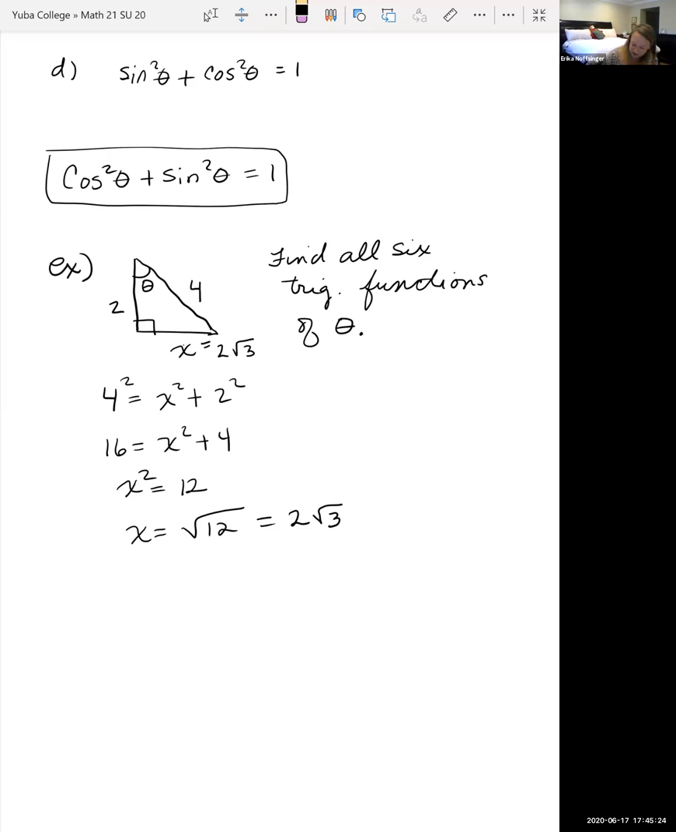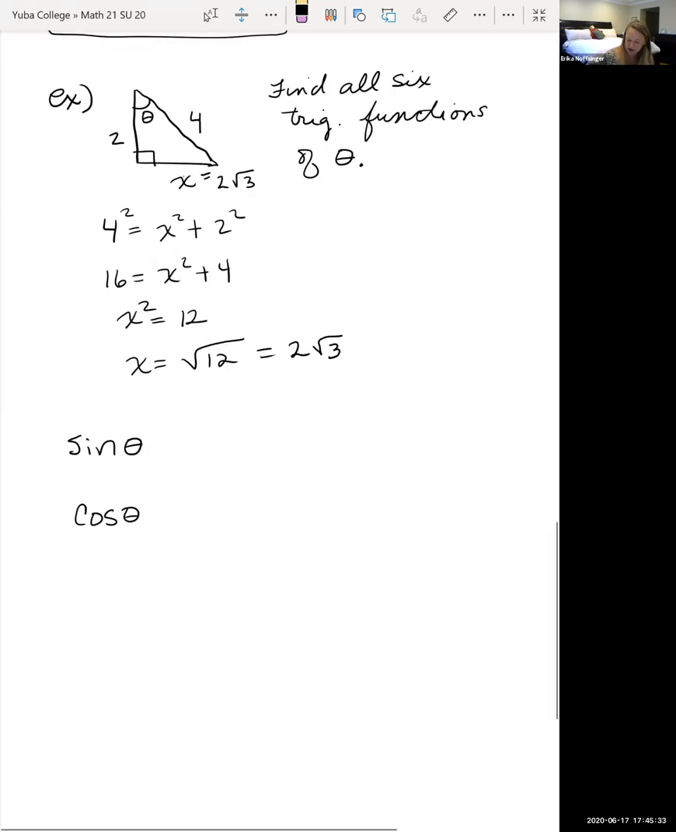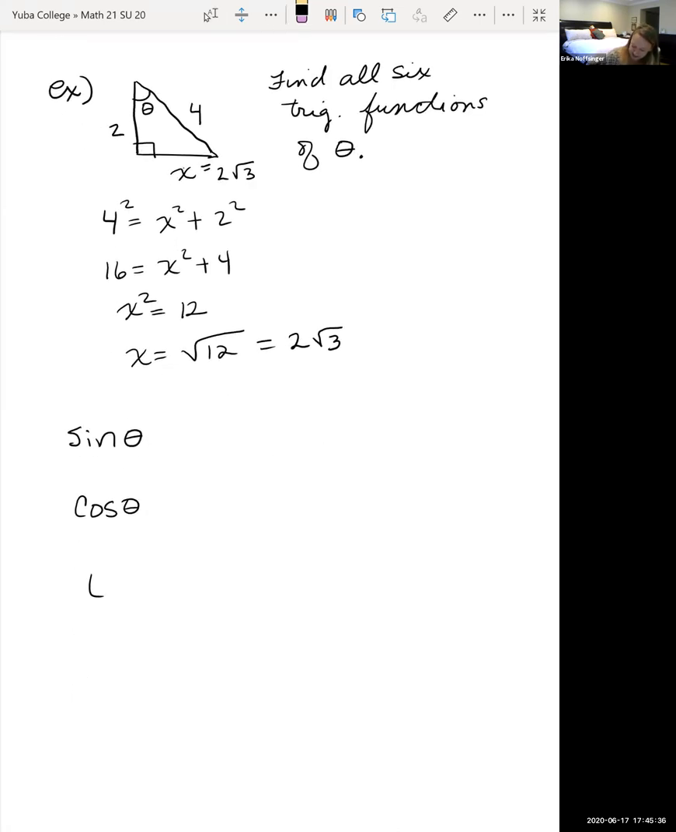So why don't you guys find what is sine theta? You guys go ahead and try it. Since we've finished the triangle, find sine theta, cosine theta, tangent theta, secant theta, cosecant theta, and cotangent theta. And when you're doing this, make sure there's no radicals left in the denominator. So I'm going to give you a couple minutes to work on that, and I'm going to pause the recording while you work.